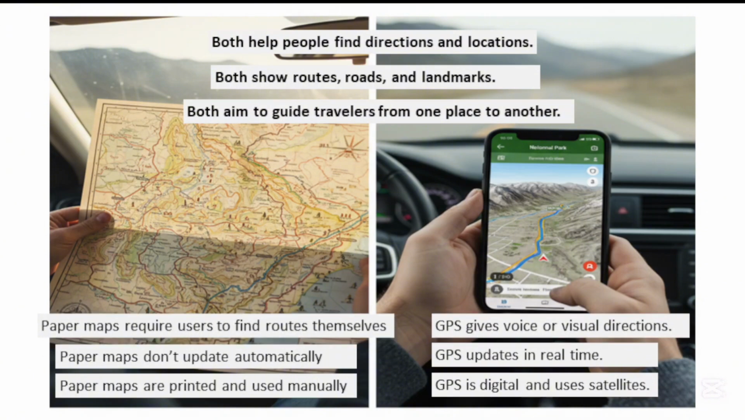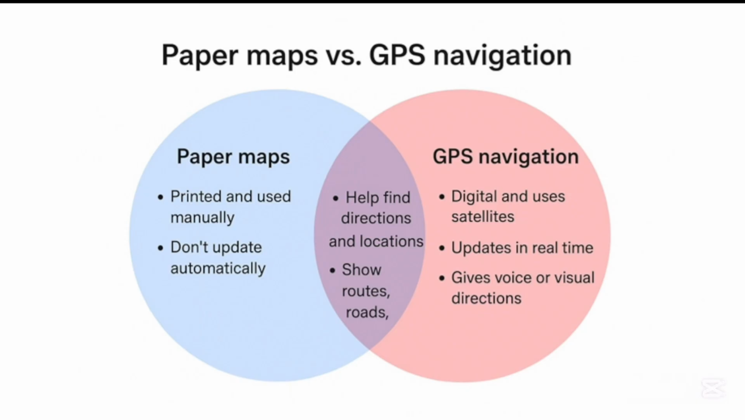Final difference between them, paper maps require users to find routes themselves. They show you the route or the road and you have to find it. On the other hand, GPS gives voice or visual direction to help you. This is called a Venn diagram, where we show differences and similarities between two items.